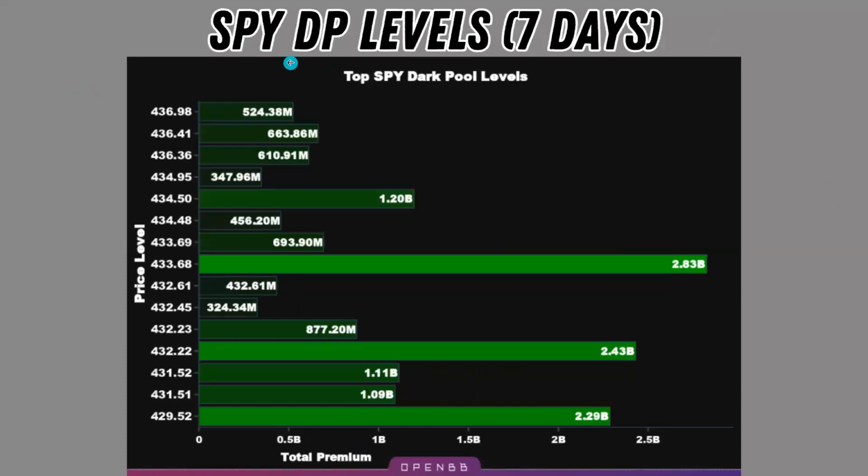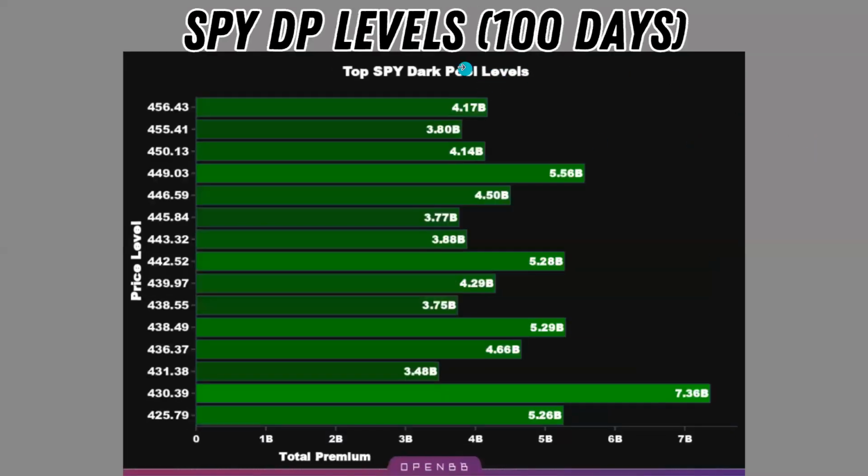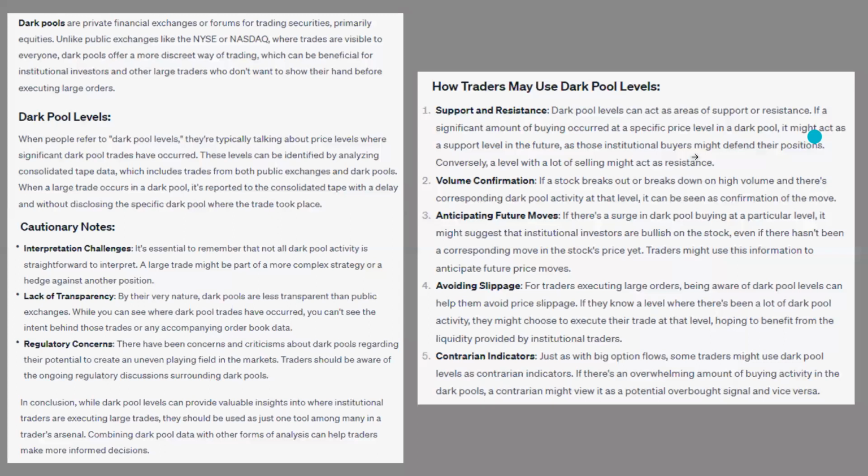Now, we're also going to talk about the dark pool levels, okay, over the past 7 days, the most important ones over the past 30 days, and also the most important ones over the past 100 days. And so dark pools are basically just private financial exchanges or forums for trading securities, primarily equities. Unlike public exchanges like the New York Stock Exchange or the NASDAQ, where trades are visible to everyone, dark pools offer a more discreet way of trading, which can be beneficial for institutional investors and other large traders who don't want to show their hand before executing large orders.